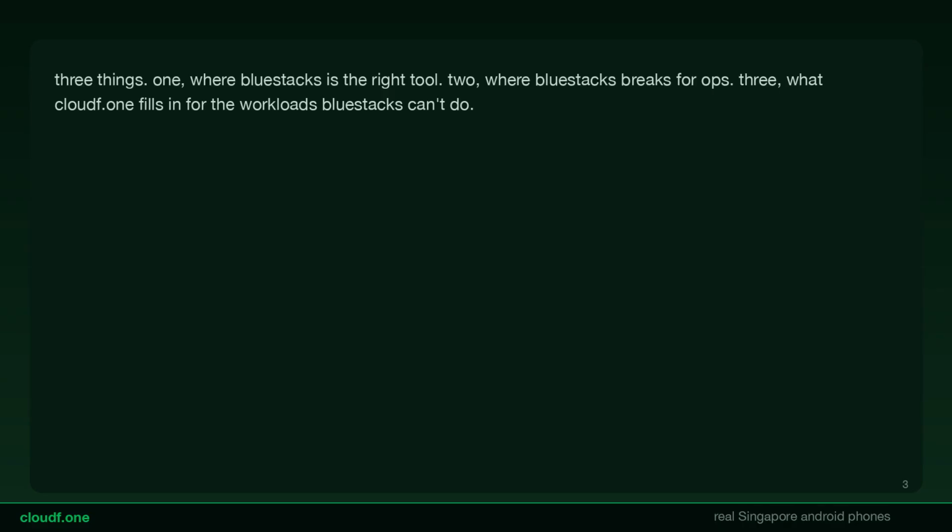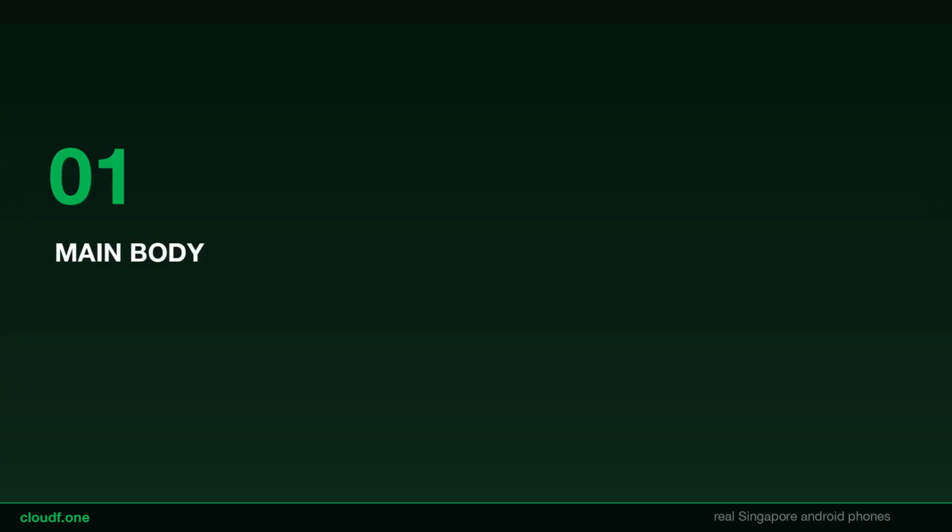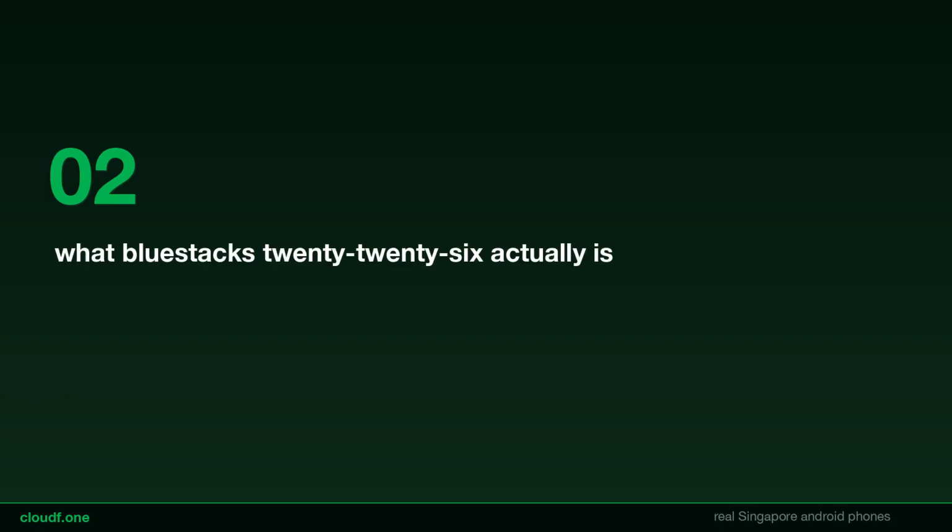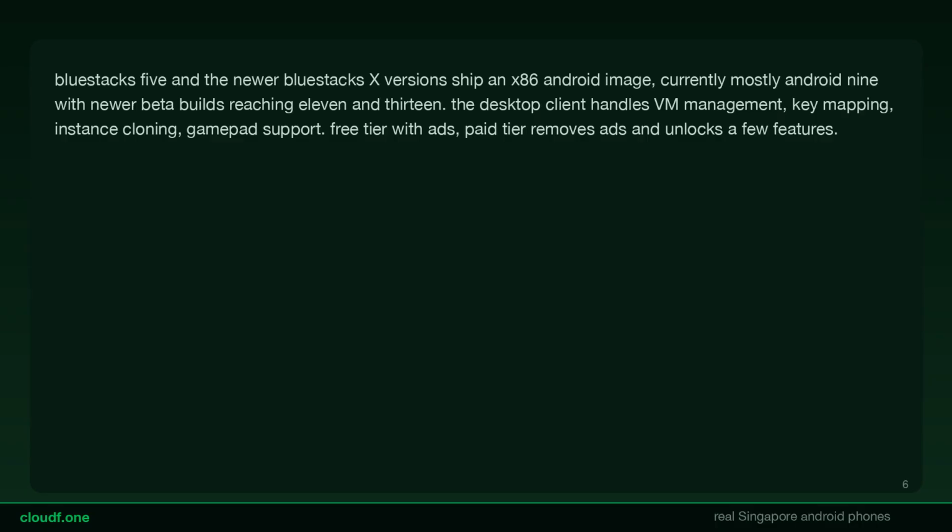Part 1. What BlueStacks 2026 actually is. BlueStacks 5 and the newer BlueStacks X versions ship an x86 Android image. Currently mostly Android 9, with newer beta builds reaching 11 and 13. The desktop client handles VM management, key mapping, instance cloning, gamepad support. Free tier with ads. Paid tier removes ads and unlocks a few features.